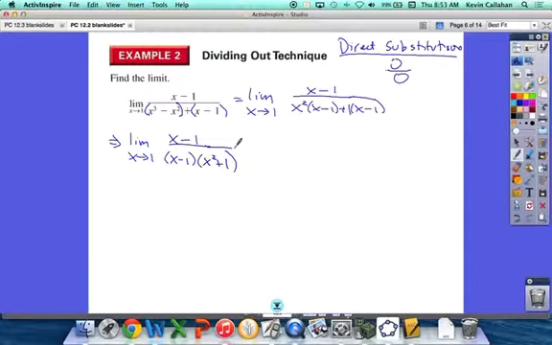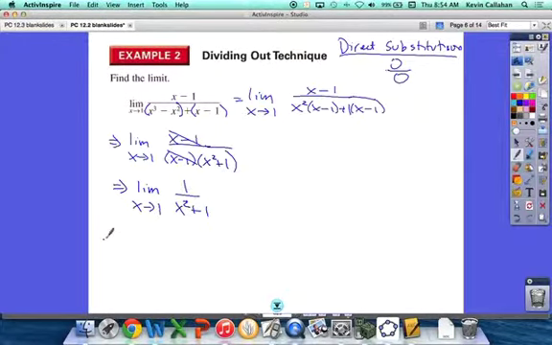Okay, so now we've got the common factor. You could have gotten it a different way. Let's say you could have just divided this by this. But in the end, we factored it, and now we see the common factor, so we cancel it. So now we've got the limit as x approaches 1 of 1 over x squared plus 1.